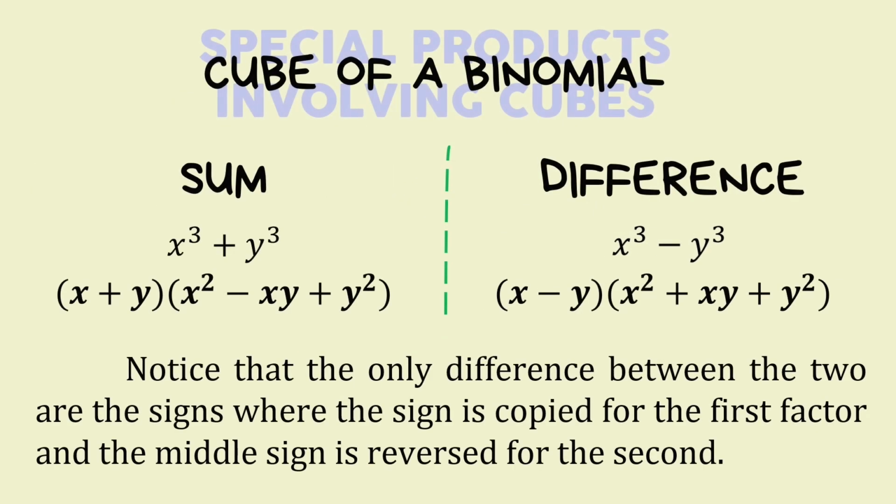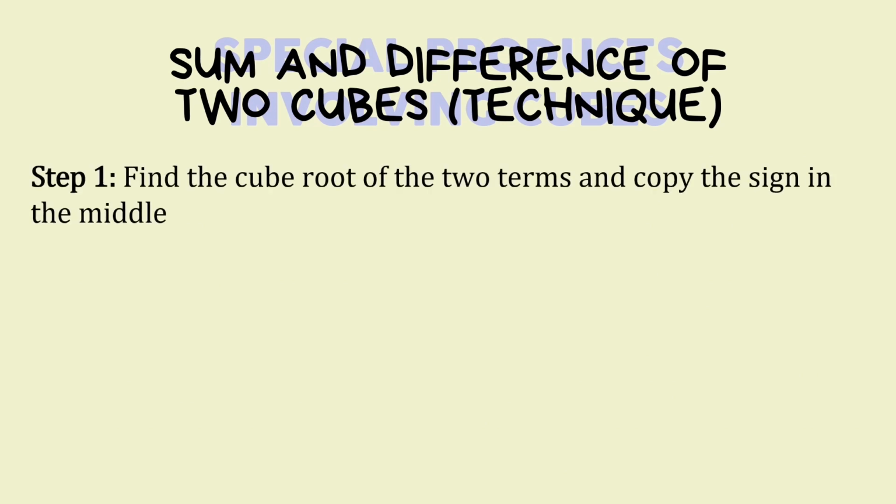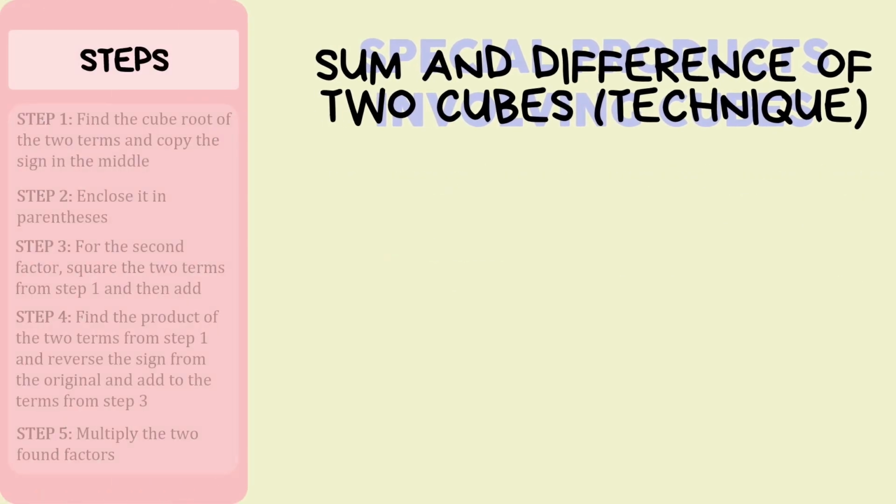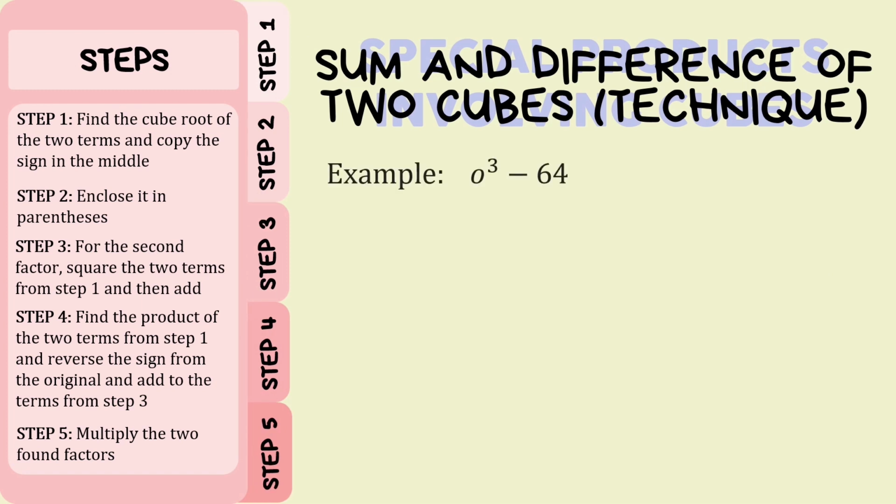Comparing the products, we can see that the only difference between the two is that for the first factor, it copies the original sign, while for the second factor, the middle sign is the opposite of the original. With this, we have a technique. Like earlier, let's no longer read these individually and immediately try to solve an example. Our example here is o cubed minus 64.